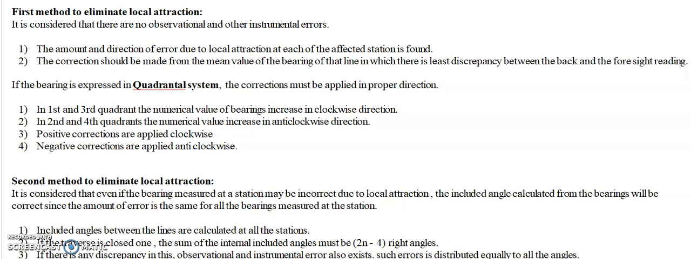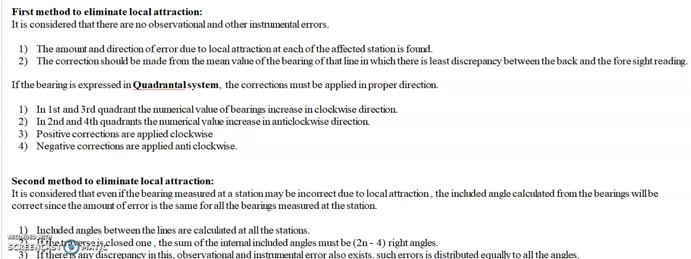The first step is you have to find out a point where the difference of fore bearing and back bearing is exactly equal to 180 degrees. Now if you find that there is no such line where the difference is 180, you can start with the line which has the least discrepancy between the back bearing and fore bearing reading, which has the least difference. This is what it means.